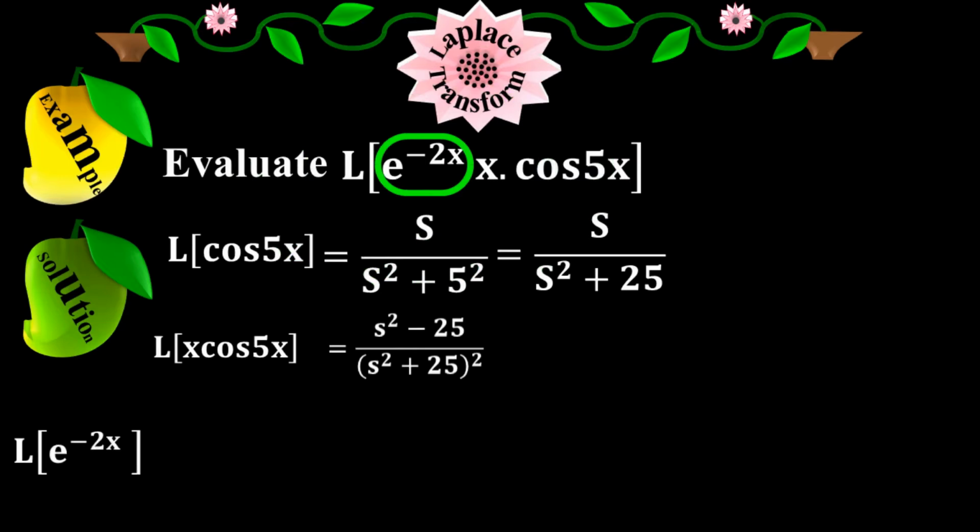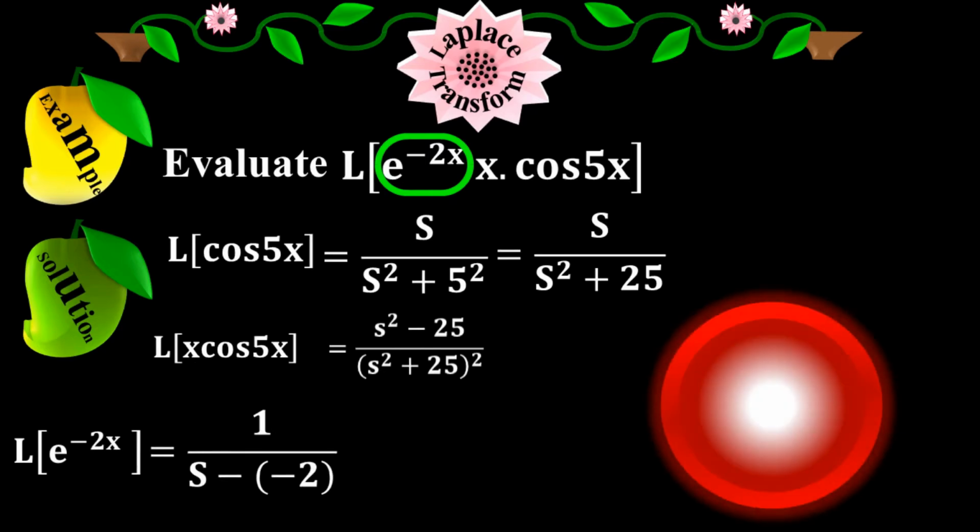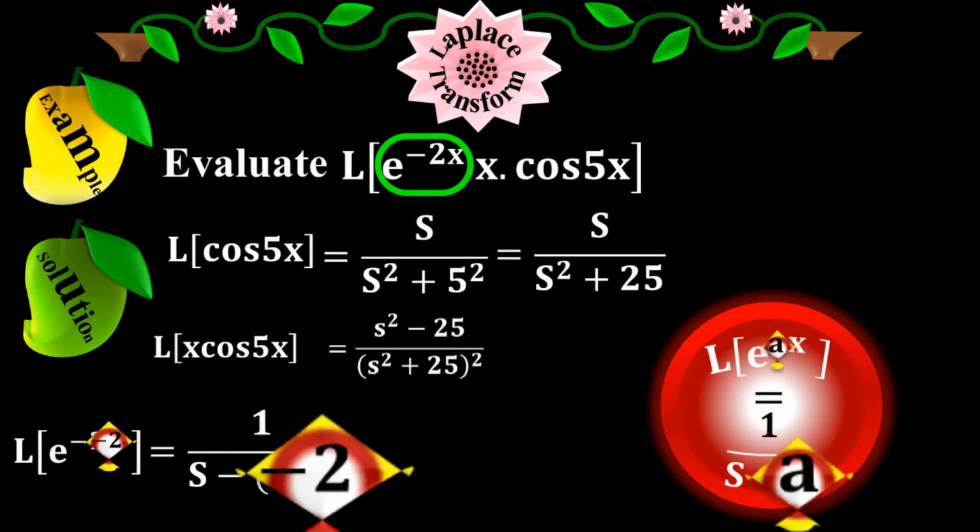Now pick the exponential function e to the minus 2x. Laplace of e to the minus 2x equals 1 over s minus of minus 2. Apply the second elementary condition here, which is Laplace of e to the ax equals 1 over s minus a. My constant a is minus 2 here.